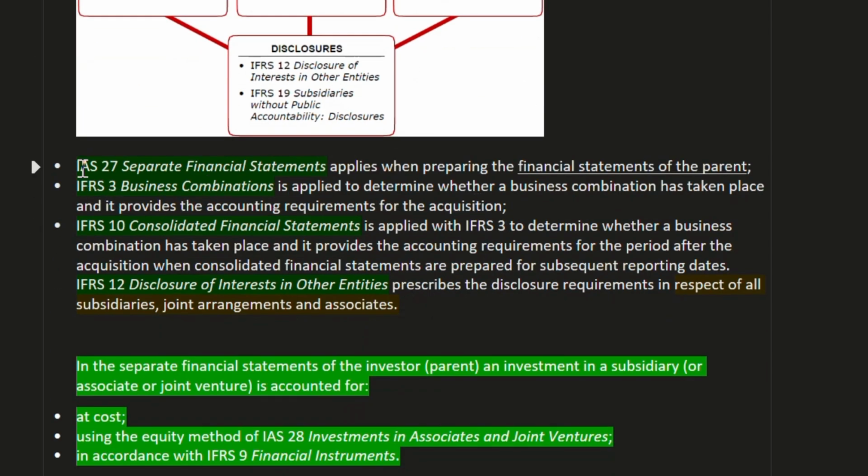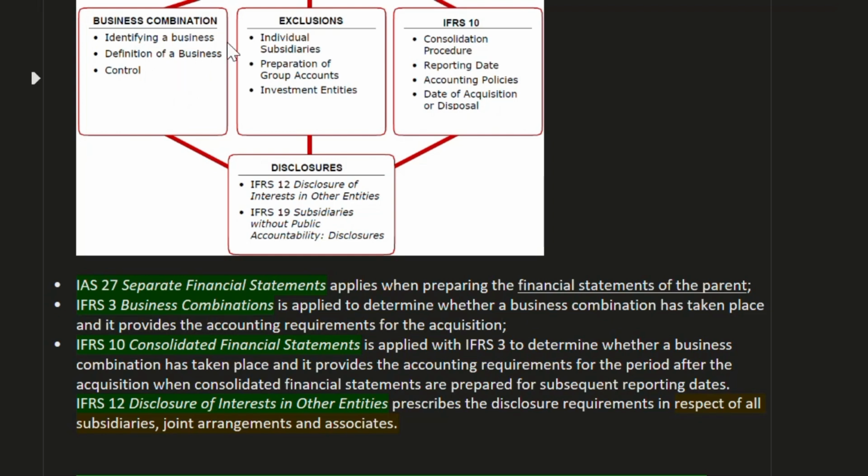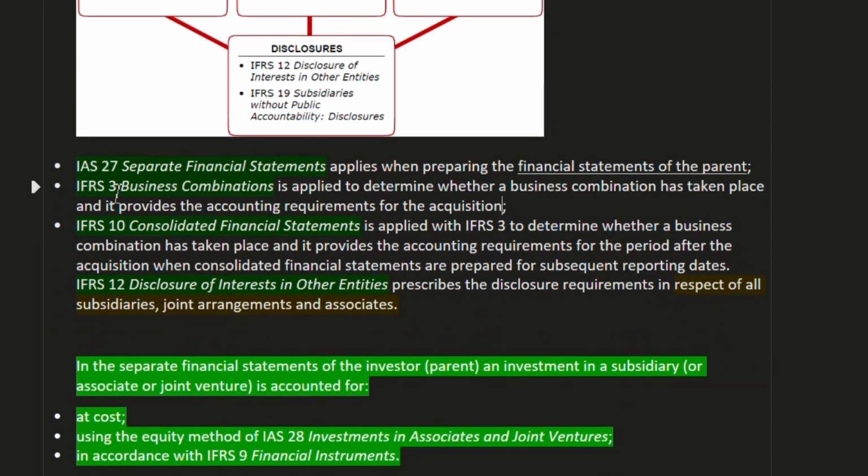Now IAS 27 separate financial statement applies when preparing the financial statement of the parent. So it applies when we are preparing the financial statement of the parent individually, not consolidated. Only a single parent financial statement. Now, IFRS 3 business combination is applied to determine whether a business combination has taken place, and it provides the accounting requirement for the acquisition. Same things I said: identifying a business, definition of business combination and control. So this we need to understand under IFRS 3.